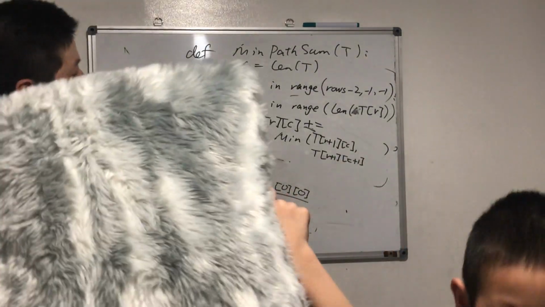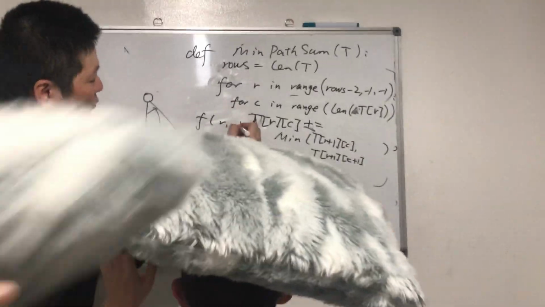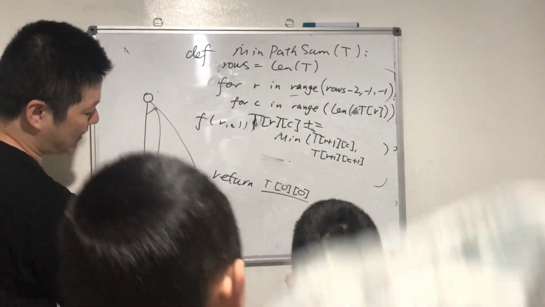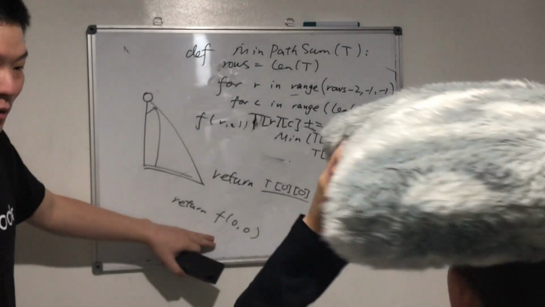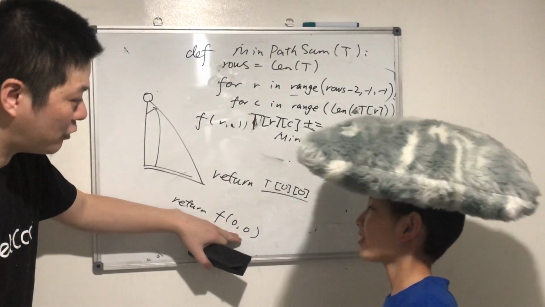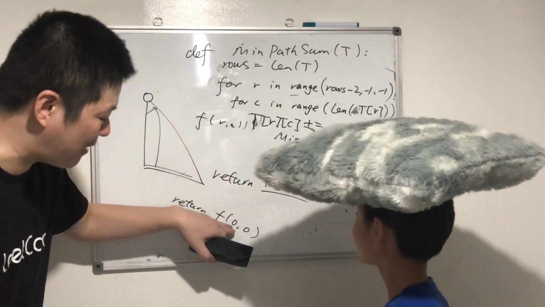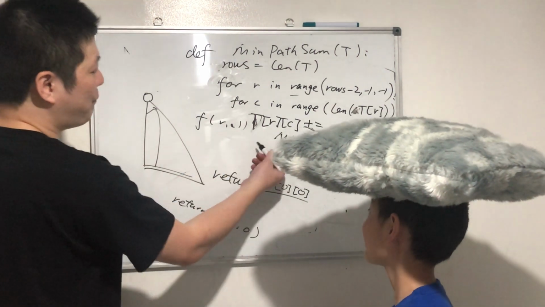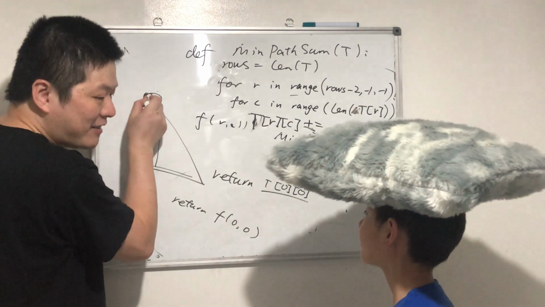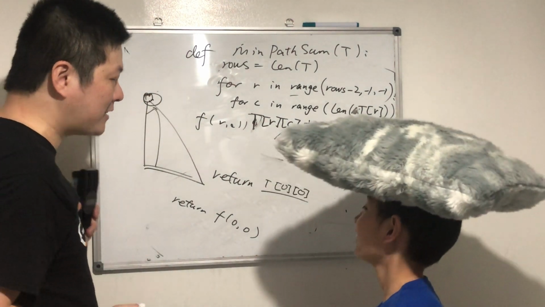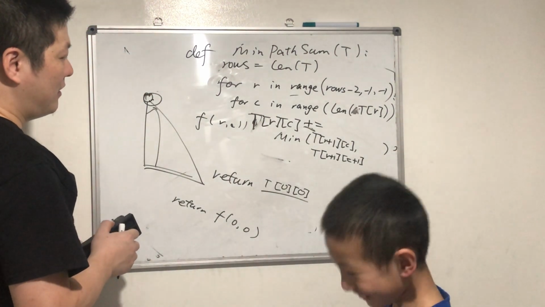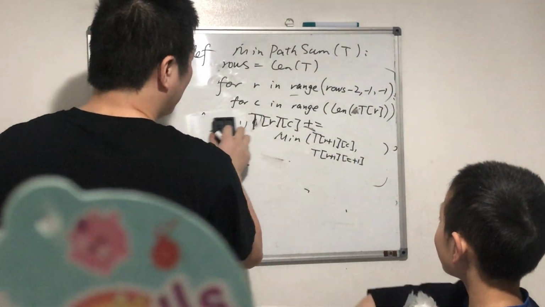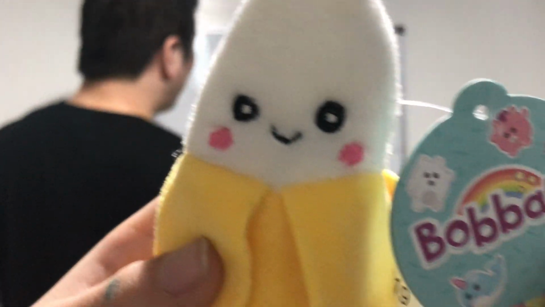T 0 0, yeah? Previously, remember the f function of r, c, right? So what's the value you need to return? f 0 0, right? In top down dynamic programming, you return f 0 0. But this one is bottom up, so the final value is on the top. Does it make sense? Okay, now I'm going to erase it.